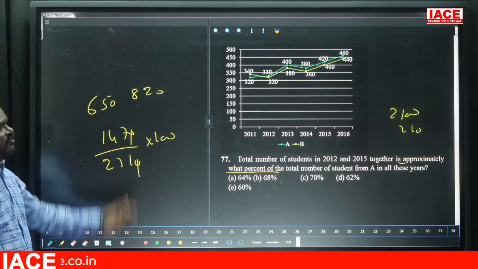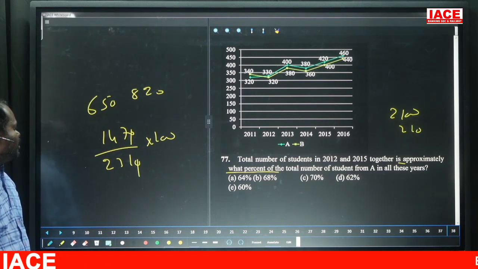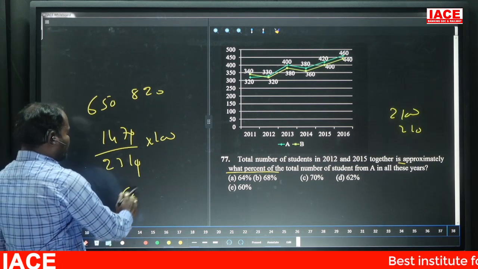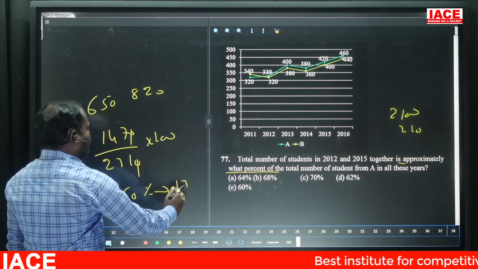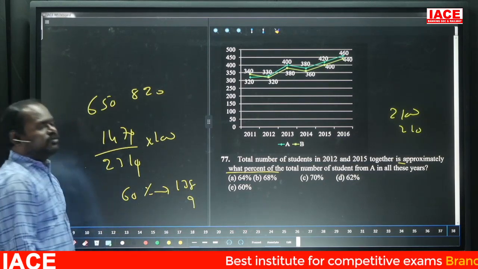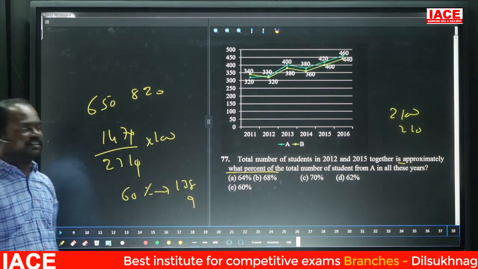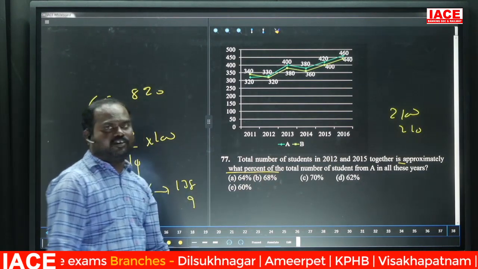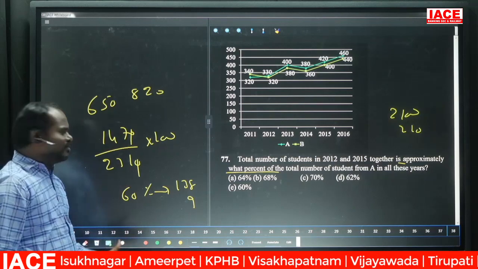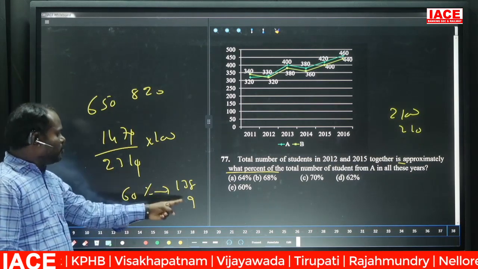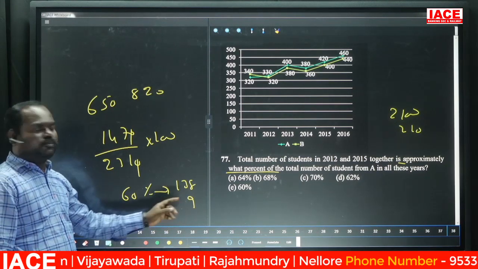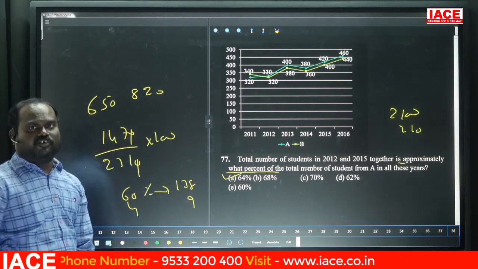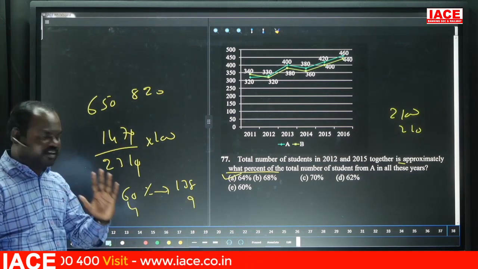Take it roughly, 10%; we can cancel 0 also. 10% of 23 is 2.3, so 6 times is 138. So 60 percentage value is 138, with an additional 9 there. So the answer should be a little bit more than 60 percent. More than 60 means 3 options are there. See, 1% is nearly 2, so 4 times 2 is 8. So 64%, 64 means option A. Think roughly.